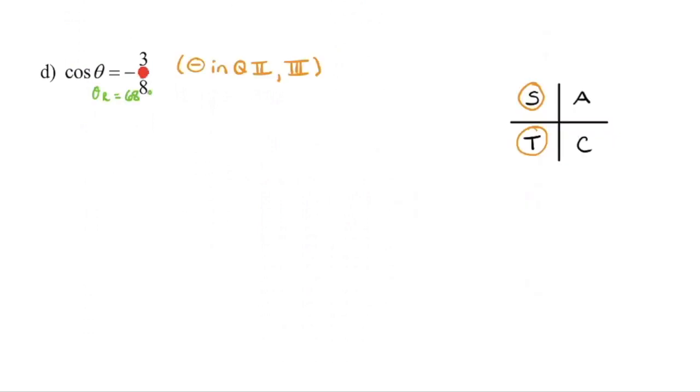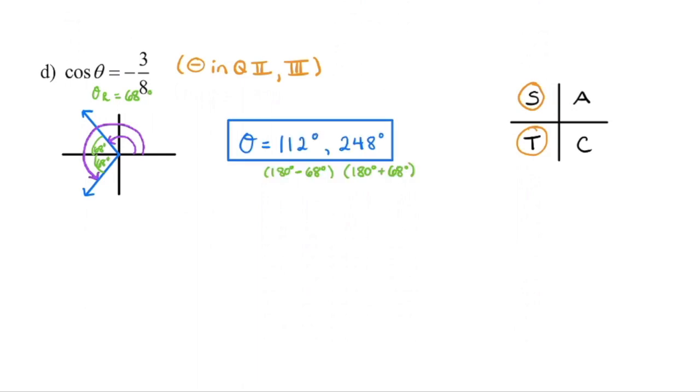So you can see that we have a negative cosine ratio. Cosine is positive in quadrants 1 and 4, which means it's negative in quadrants 2 and 3. So we can go ahead and draw our sketch, and then we can calculate those angles.